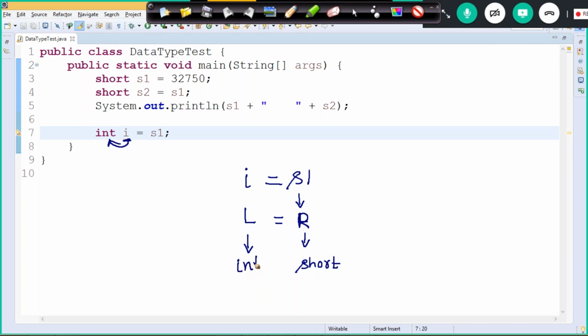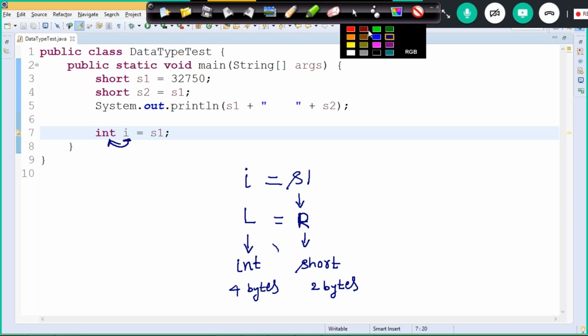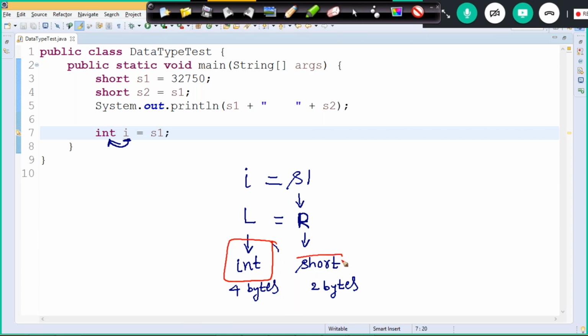Now, do you think integer and short are the same? Absolutely not. Short has 2 bytes of memory, and integer has 4 bytes of memory. So obviously integer is the bigger one, and short is a little smaller one. So this is called typecasting. Converting data type from short to int is called typecasting.